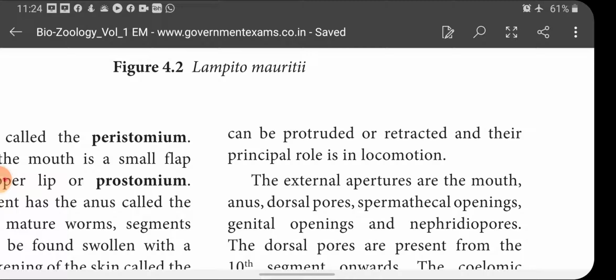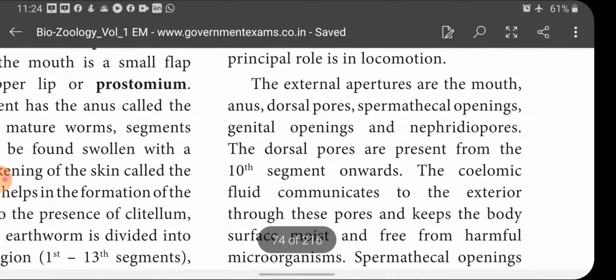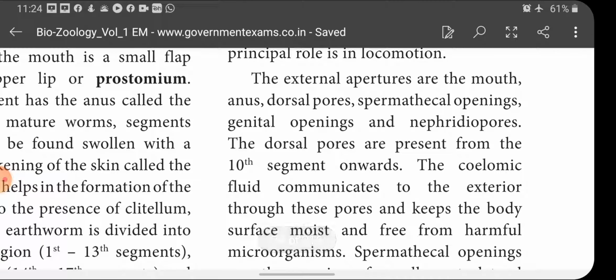So the function of setae is locomotion. So what is setae? Mention its function. You can write this answer. The external apertures are the mouth, anus, dorsal pores, spermathecal openings, genital openings and nephridiopores.